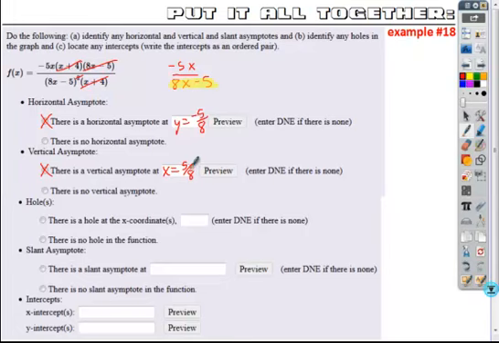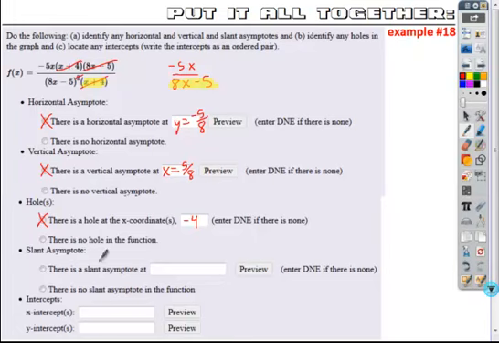Okay. The holes exist anywhere a factor got completely canceled from your denominator. So we see here's a factor that did get canceled from the denominator. So that's going to be the location of our hole. So there is a hole, and it's located at what value of x would give you a 0 for that factor. On this one, you're not setting it as an equation. You're just identifying the x coordinate of that hole.